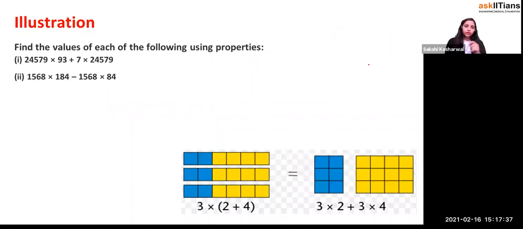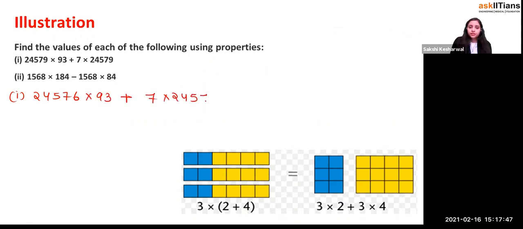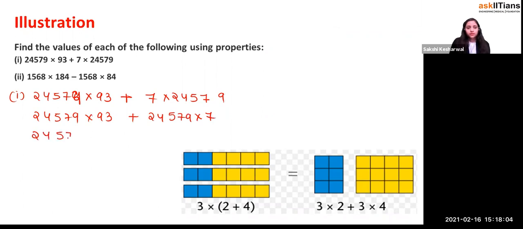So just see over here, if you give the first part a close observation, it is written 24,579 into 93 plus 7 into 24,579. This is 79, not 76. So you just see that again we can use the commutative property. It will be what? 24579 into 93 plus 24579 into 7. So can we take 24579 into 93 plus 7, right or not? So which is equals to what? 24579 into 100. So what happened?